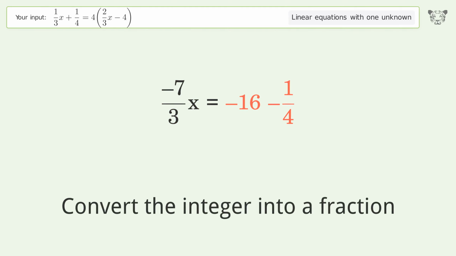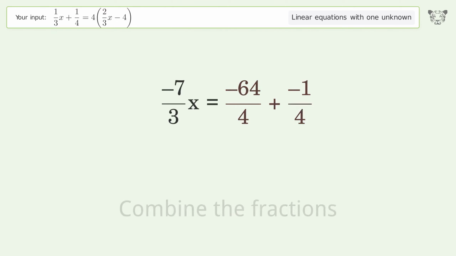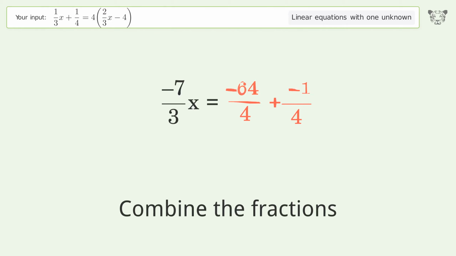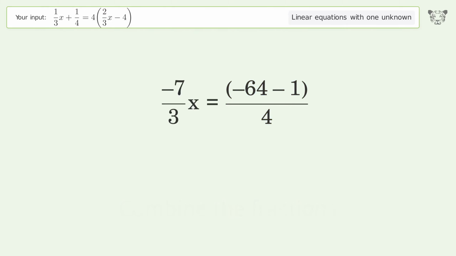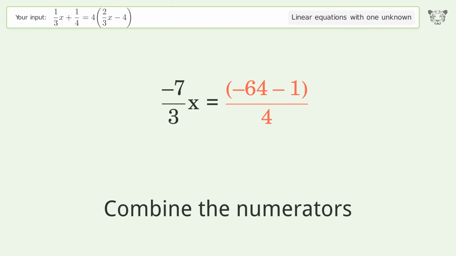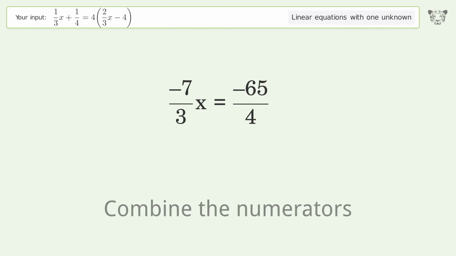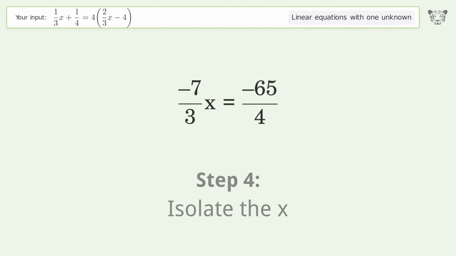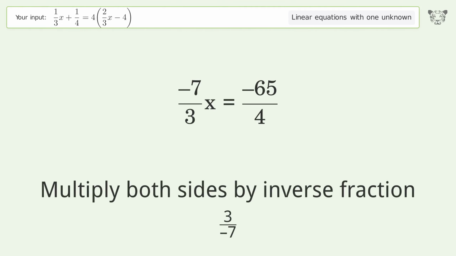Convert the integer into a fraction. Combine the fractions. Combine the numerators. Isolate the x. Multiply both sides by inverse fraction 3/7.